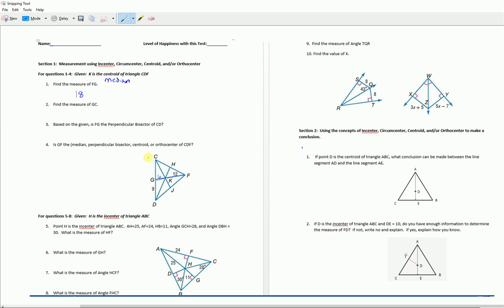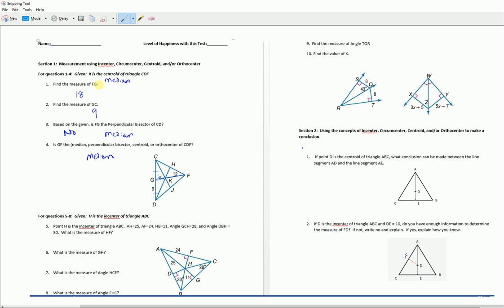The measure of GC: we also know that a median by definition goes from the midpoint of a side to a vertex, so this has to be 9 units because GC and GD are equal. Based on the given, is FG the perpendicular bisector? No, it actually is just the median. So we would say no to this one. And GF is just the median. Then we move on to the next questions.